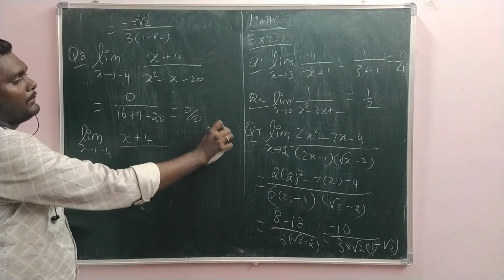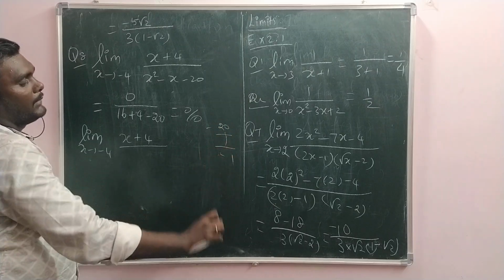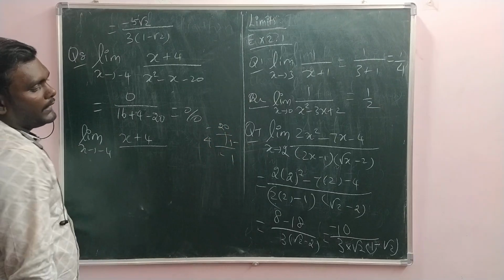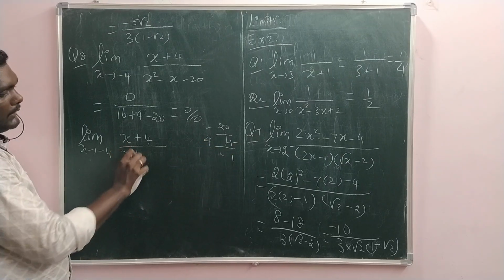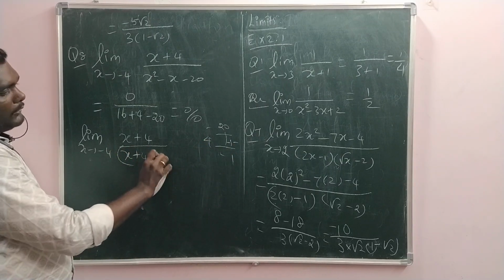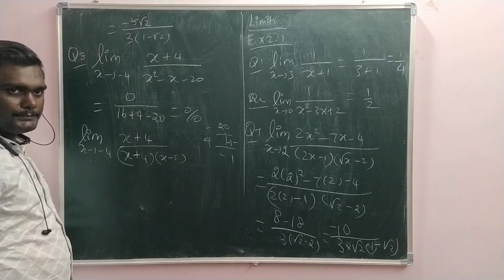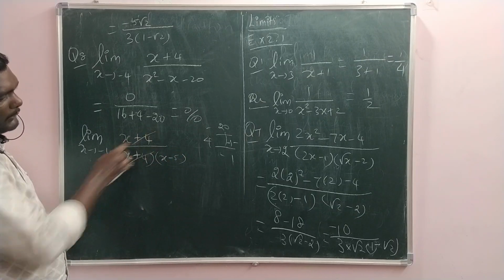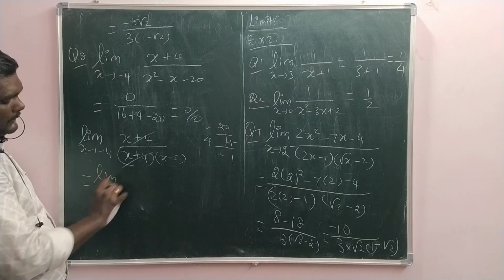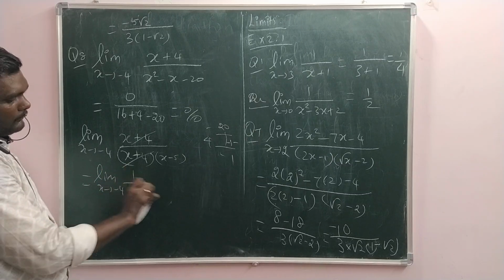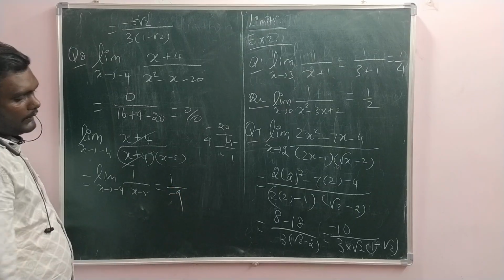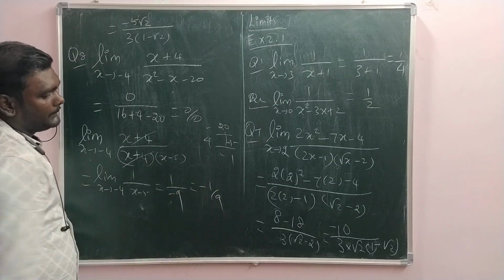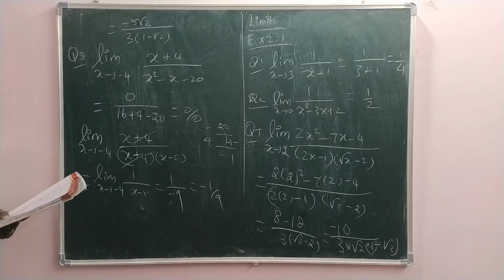Now this is by multiplication minus 20, addition minus 1. Because 4 and 5 are, as addition gets negative, we'll get the bigger number negative. Then it is x plus 4 into x minus 5, right? And x plus 4 cancel. Then limit x tends to minus 4, 1 by x minus 5, which is 1 by minus 9.